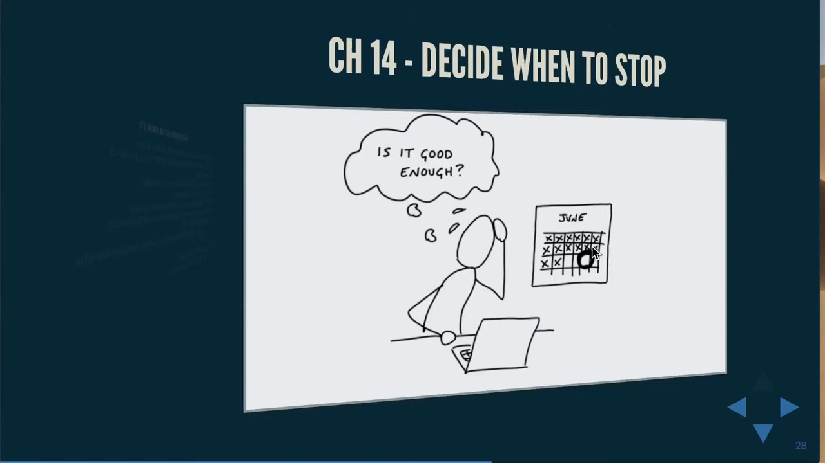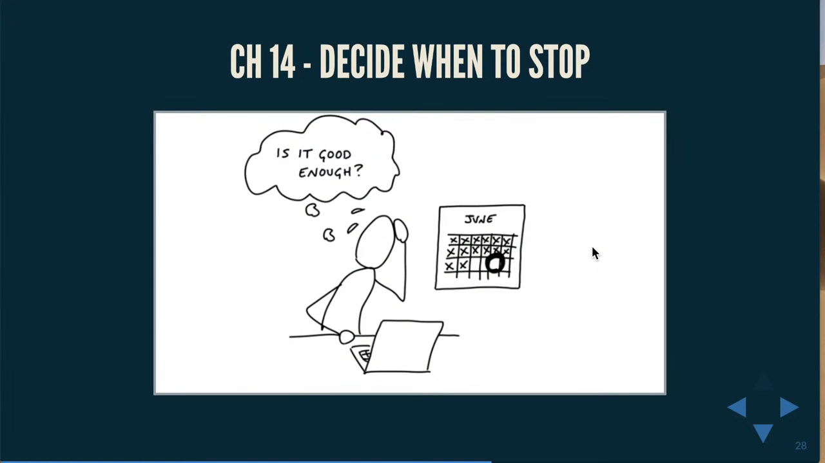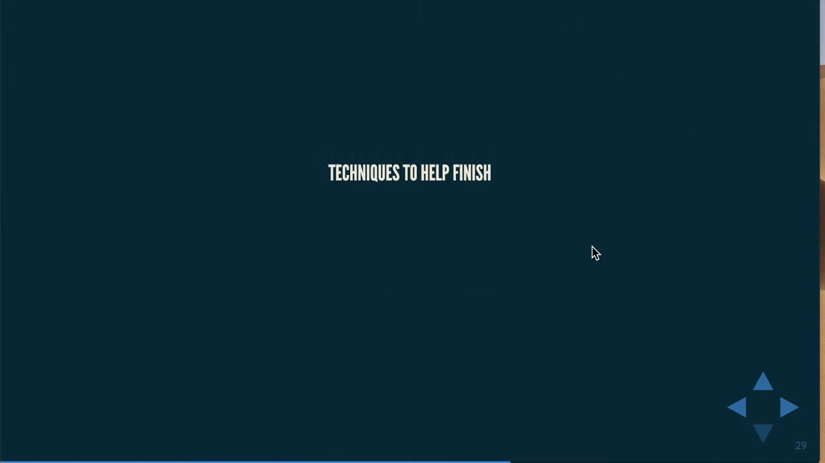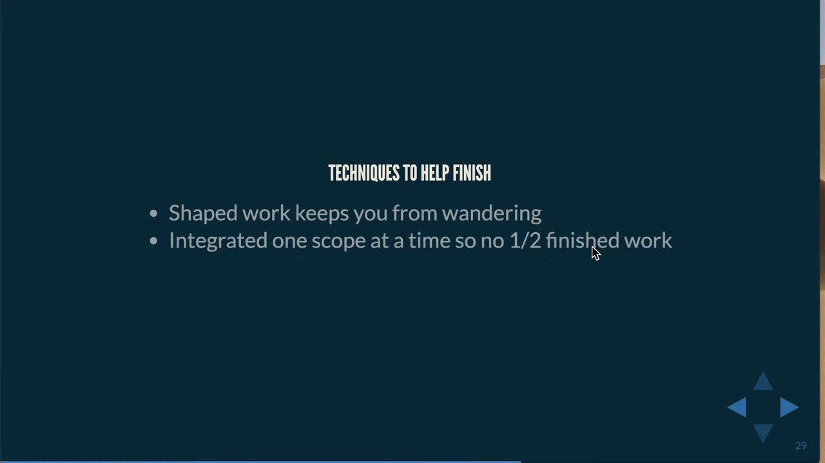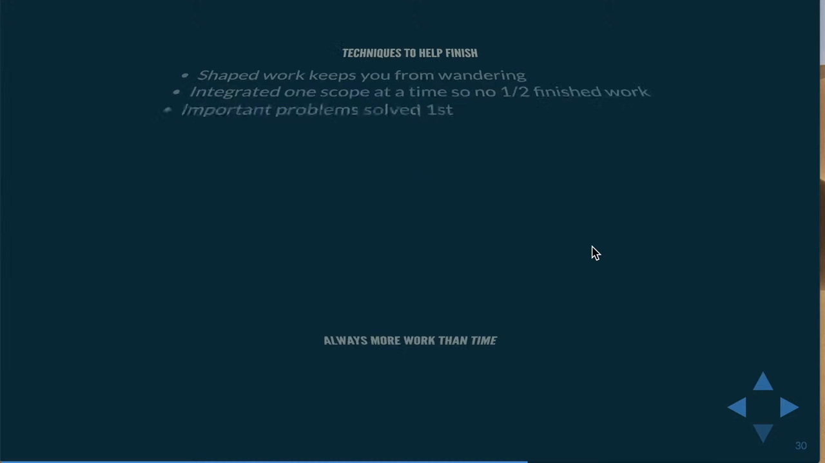Okay, so that moves us up to chapter 14, which I think the picture is always a good one, where you can see he's three days before deadline, and he wants to know if it's good enough to go. They reiterate that all the techniques we've learned so far are to help you finish on time. We shape up the work so that you're not wandering and doing things that are not related to the thing you're trying to get out. You integrate one scope at a time so that you don't have half-finished tasks. You're doing complete things at a time. You're solving your important problems first.